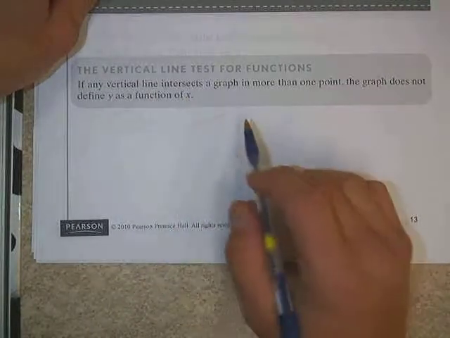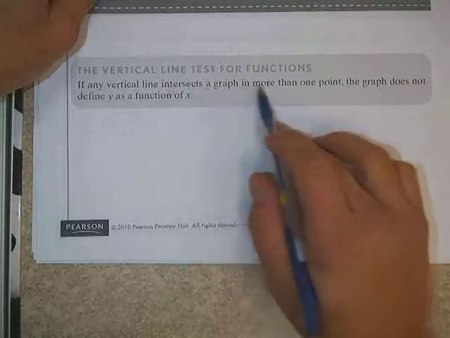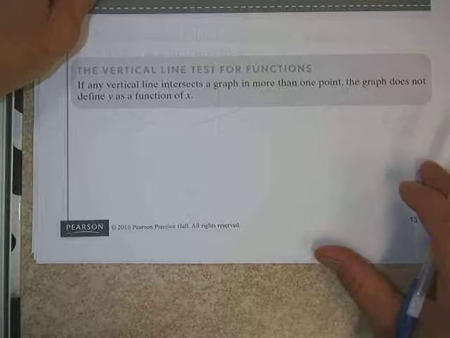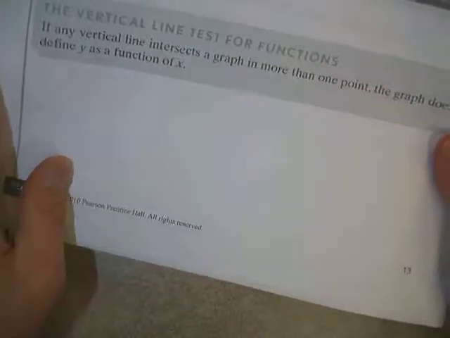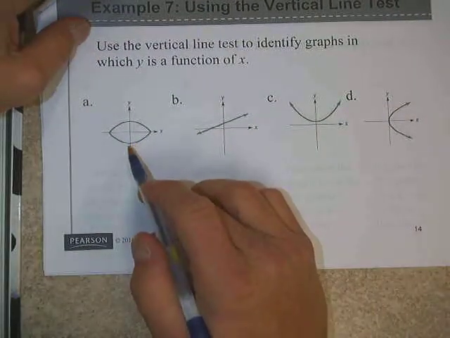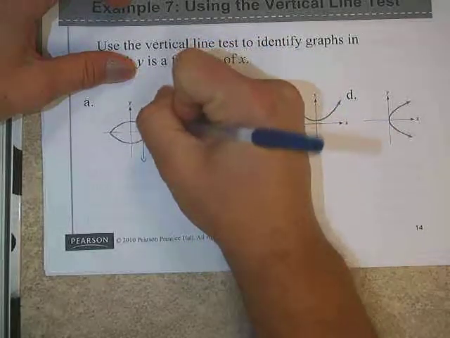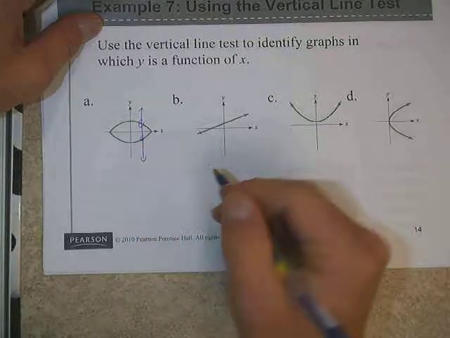Now, let's get back to that definition of a function that we looked at a minute ago. Here we talked about the definition, and ultimately the best way to tell whether a relation, a graph, or any kind of equation is a function, if we look at this graph, what it boils down to is if a vertical line intersects a graph in more than one point, the graph does not define a function y in terms of x. So we call this the vertical line test. So let's take a look at a few examples here.